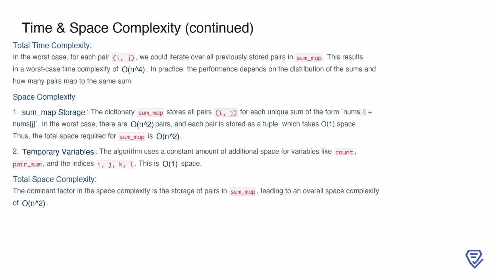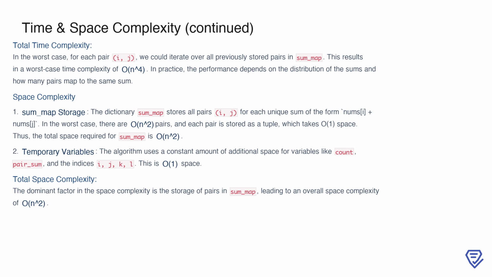To determine the total time complexity, we consider the worst-case scenario where for each pair i, j, the algorithm must process all previously stored pairs in sum_map. This results in a worst-case time complexity of O(n to the power of 4). However, in practice, the performance often depends on how the sums are distributed and how many pairs map to the same sum.